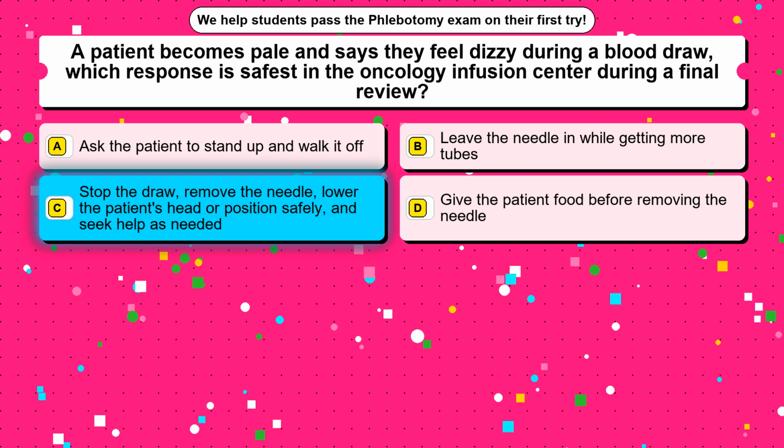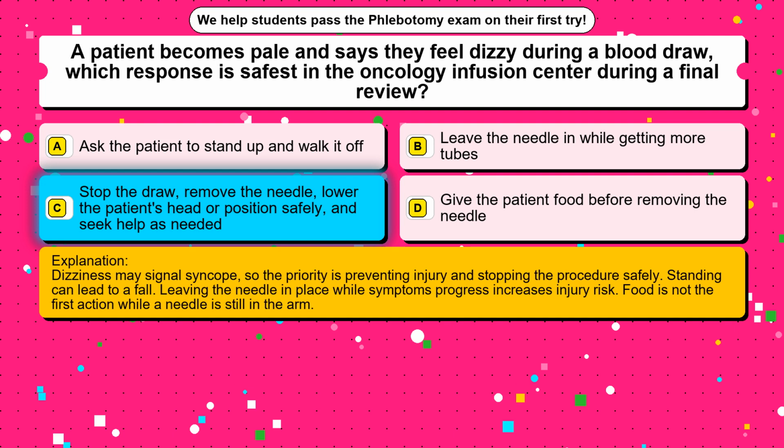The correct answer is option C. Stop the draw, remove the needle, lower the patient's head or position safely, and seek help as needed. Dizziness may signal syncope, so the priority is preventing injury and stopping the procedure safely. Standing can lead to a fall. Leaving the needle in place while symptoms progress increases injury risk. Food is not the first action while a needle is still in the arm.